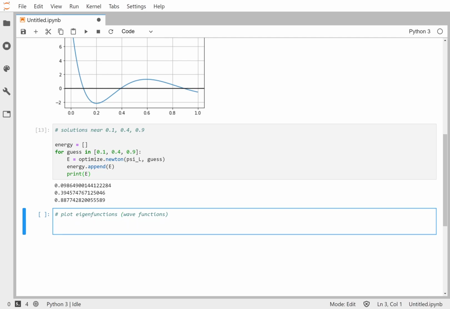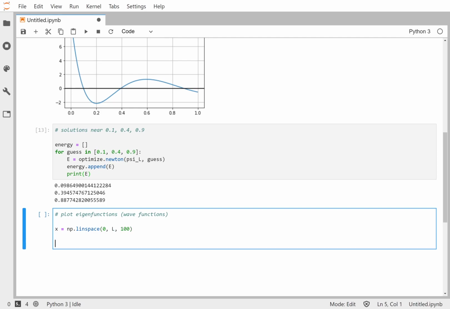All right, so if we think about what we want to do here, I want some x values to be the x-axis of my graph. So I can get those with a linspace. We know we need to be 0 to L to represent the square well, and let's just do 100 of them. And then I've got 3 of these energies, so I think this is a good place to use a for loop. So it would be like for E in energy.